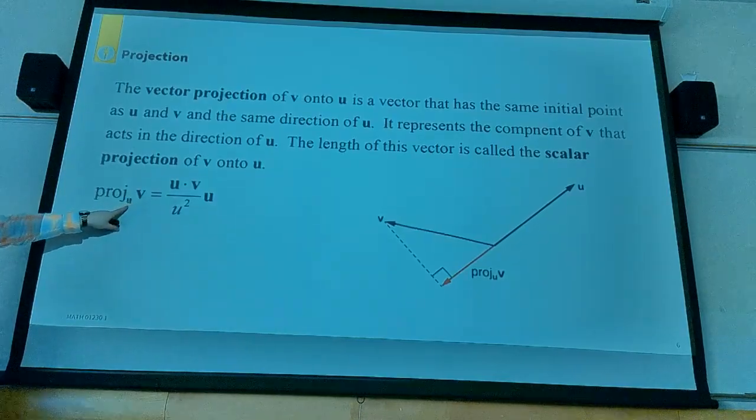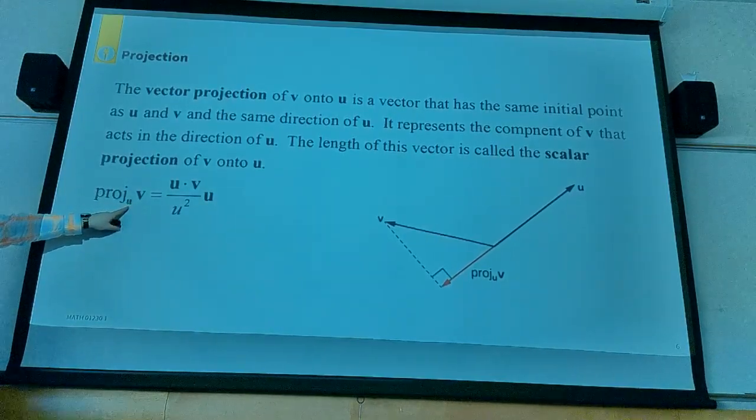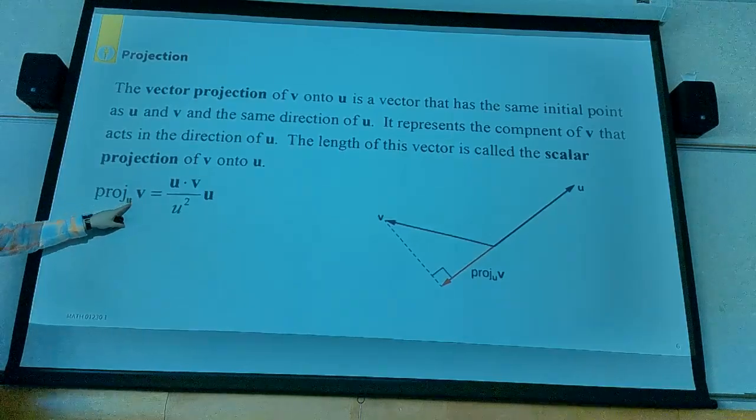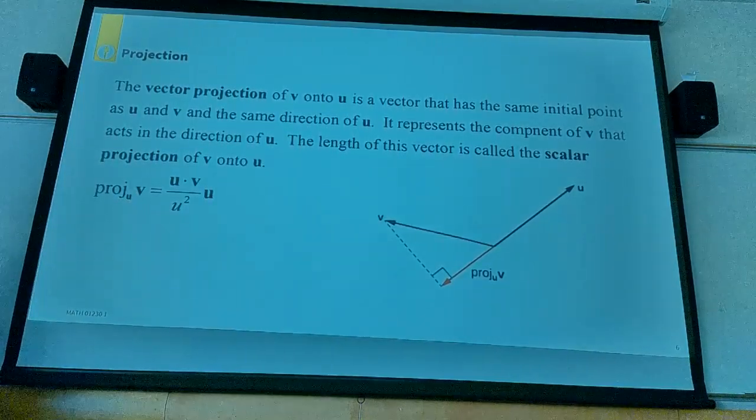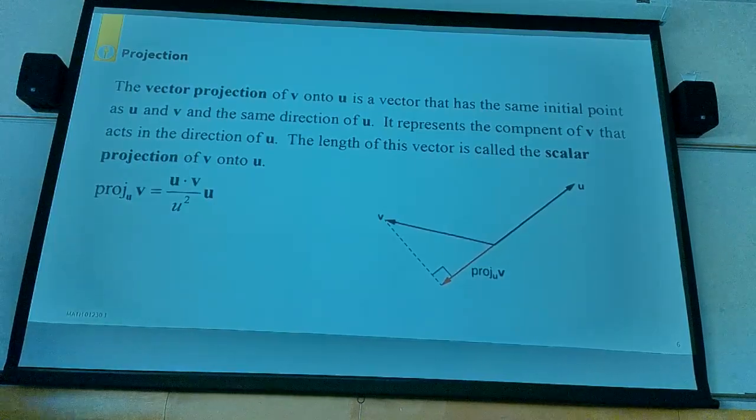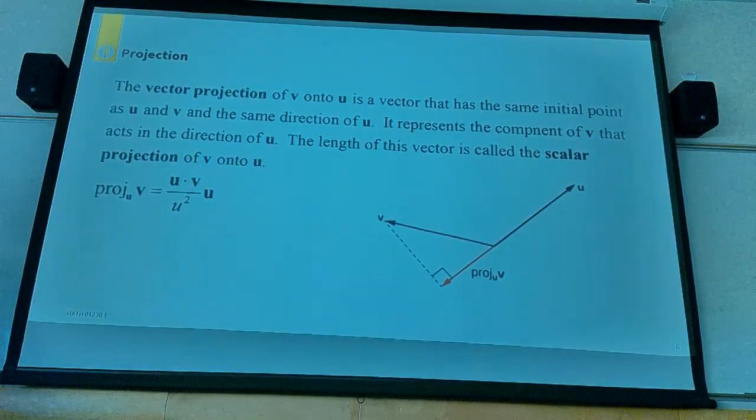Projection of V onto U. Keep this order in mind: U dot V over the magnitude of U squared, times U.